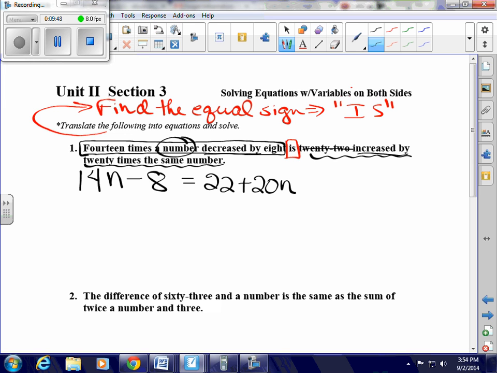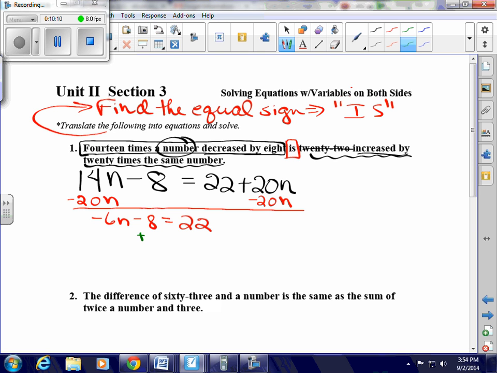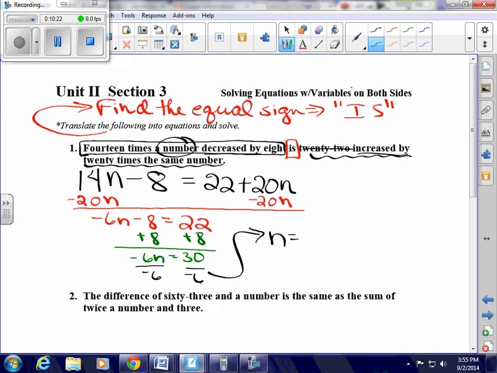Now, in this equation, I have n's on both sides of the equal sign. I need to get those together. So I'm going to take the one on the right side and cancel it out, minus 20n. So now I have 14 minus 20 is negative 6n. Bring down the minus 8 equals, bring down the 22. Add 8 to both sides. Negative 6n is equal to 30. When you divide both sides by negative 6, we get n is equal to negative 5.